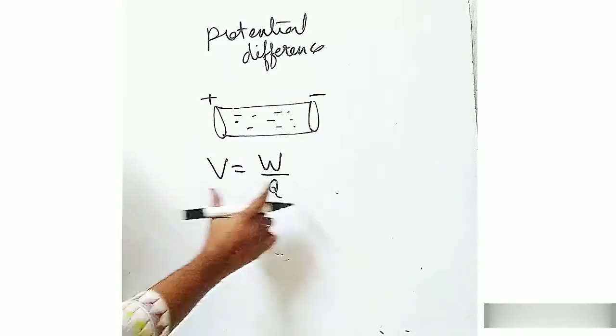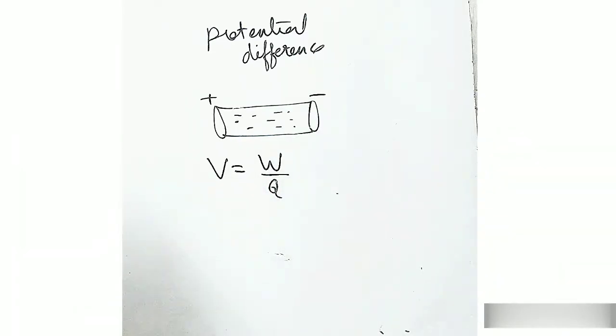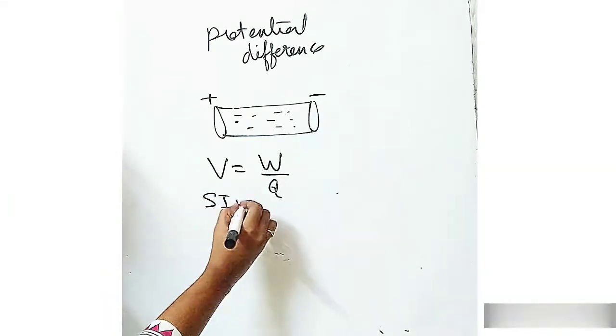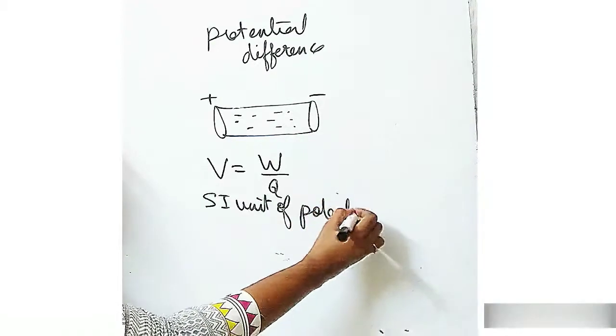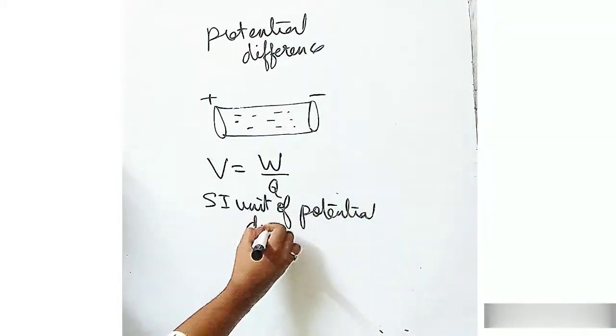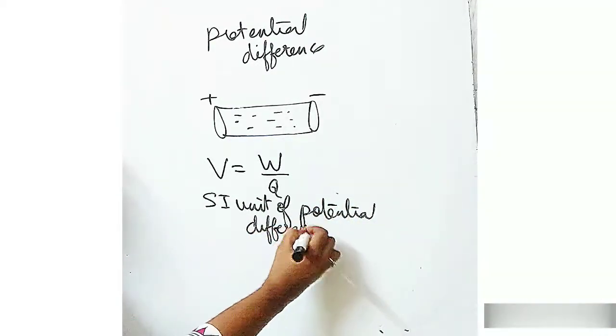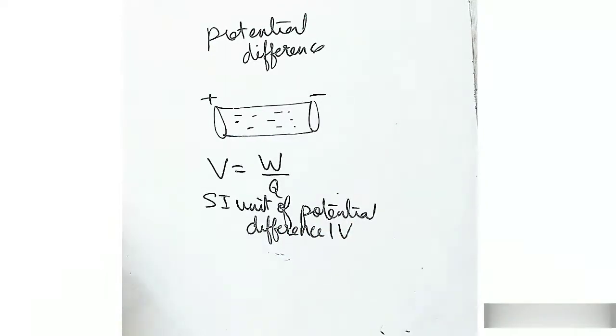Now see, we got this. Now, a very important thing. What is the unit, students? The unit of potential difference is volt. What is the SI unit of potential difference? The SI unit of potential difference is 1 volt. It is 1 volt, students.